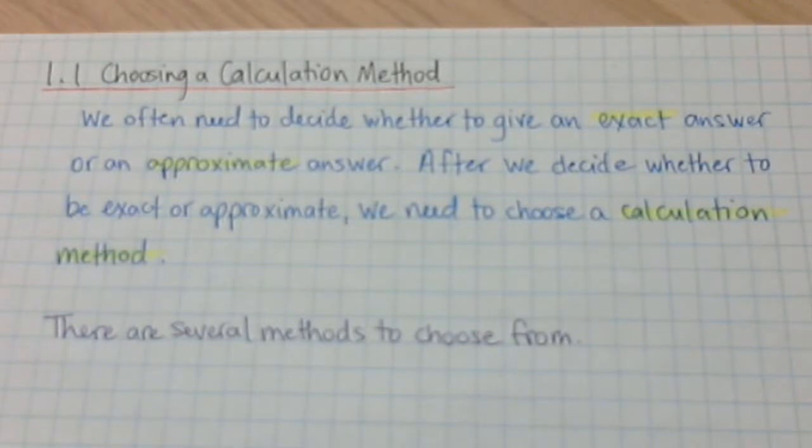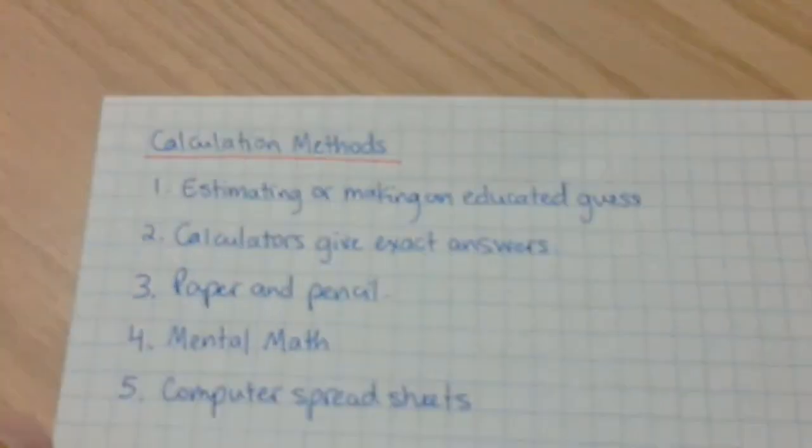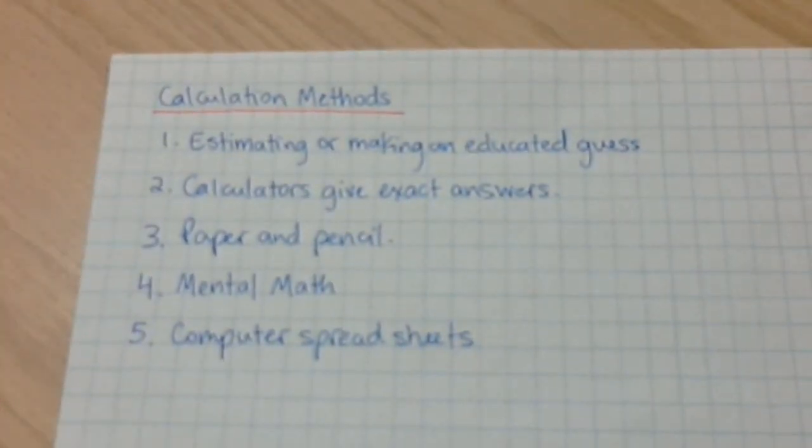What it says there in blue is that we often need to decide whether to give an exact answer or an approximate answer. I'm going to assume that we know the difference between an exact answer and an approximate answer. But once we decide which we need, we basically need to choose a calculation method. There are several methods to choose from, which I will share with you right now. These are the main calculation methods that we talk about in this book. We're not limited to those 5, but those are probably the 5 biggest ones.